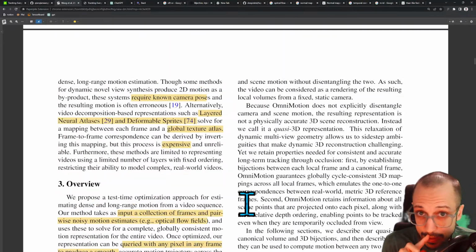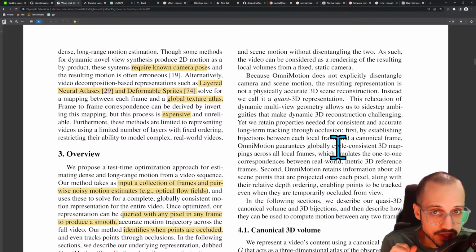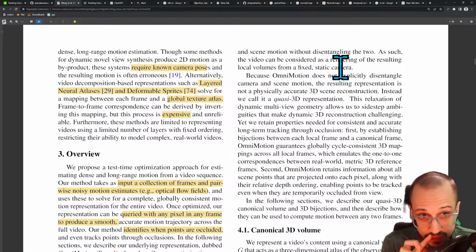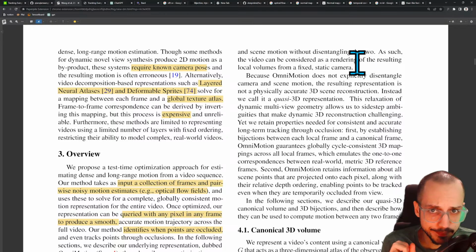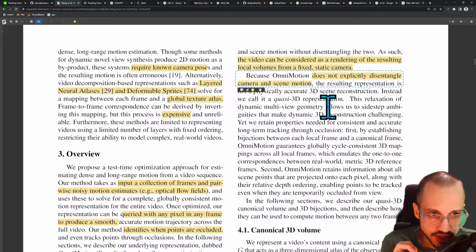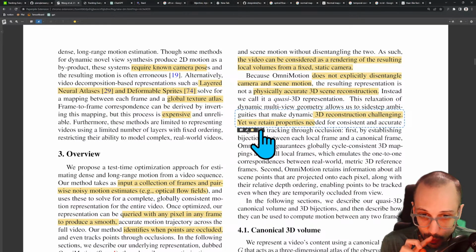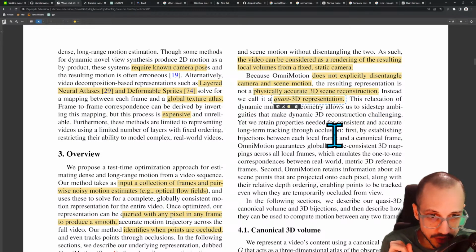Capture both camera and scene motion without disentangling the two. As such, the video can be considered as a rendering of the result of local volumes from a fixed static camera. I don't know if this fixed static camera is a good prior there. OmniMotion does not explicitly disentangle camera and scene motion. Okay, the resulting representation is not a physically accurate 3D reconstruction. Instead, we call it a quasi-3D representation.